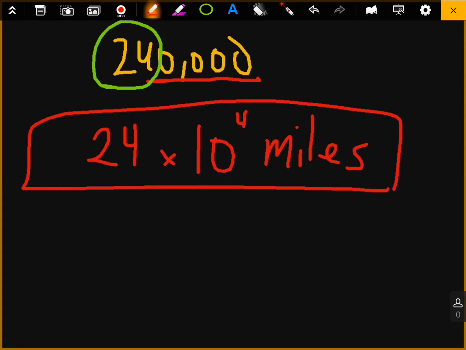Once again, you have to look at the zeros. They show you how many times 10 is being multiplied. And in this case, you want to look at the whole numbers. You get 2 and 4, 24, and that's what you're multiplying 10 to the 4th power by. 24 times 10 to the 4th, or 24 times 10,000.